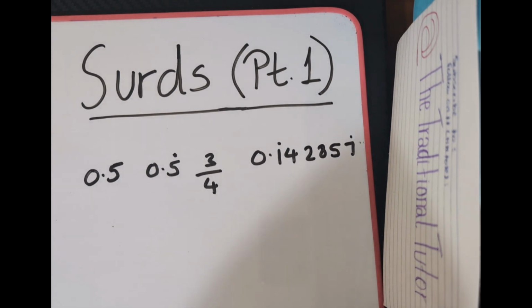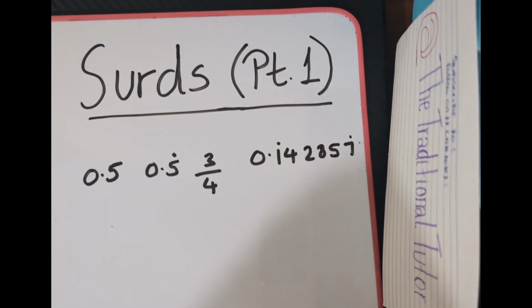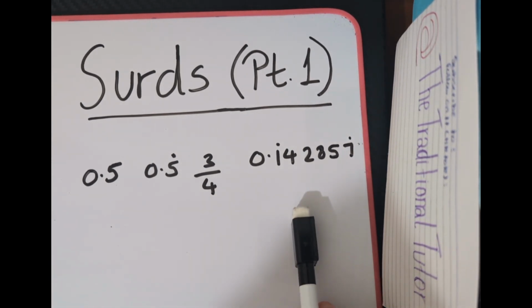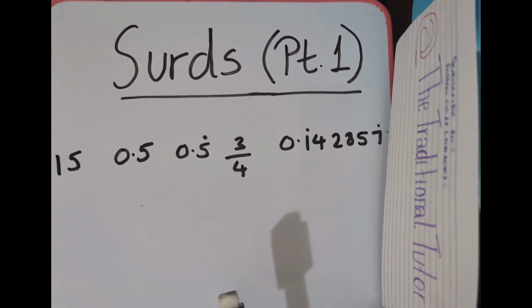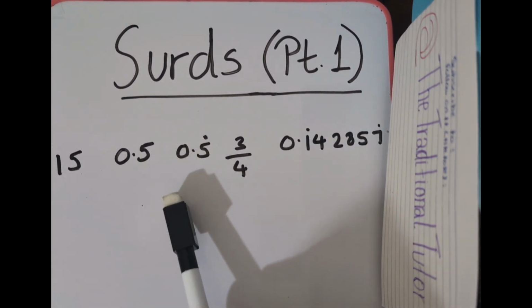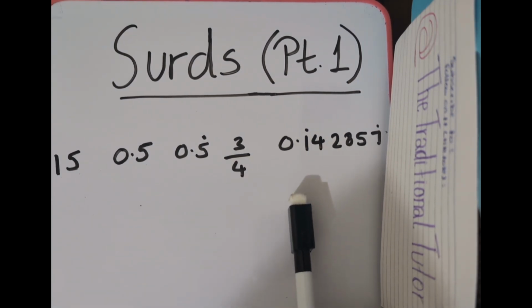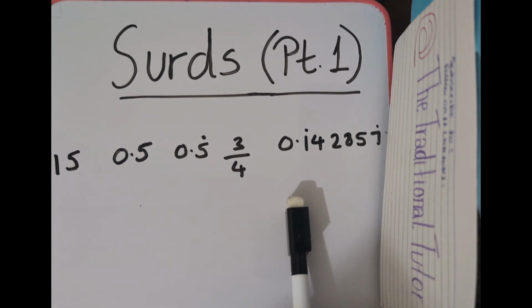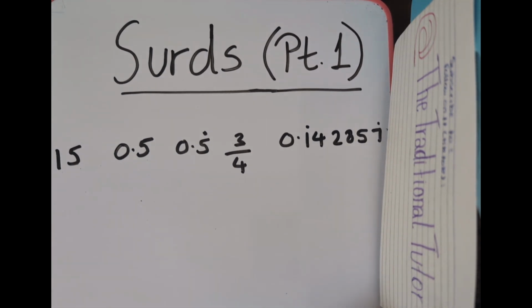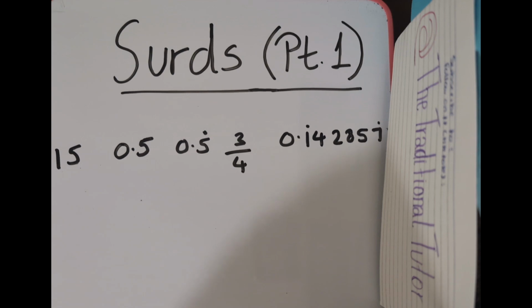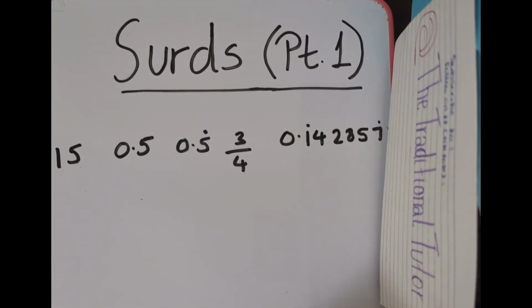Okay, so to start off with, what I want you to do is have a think about these numbers that I've just written down, okay? So we've got 15 here, 0.5, 0.5 recurring, 3/4 and 0.142857, okay? Where the 1 and the 7 are recurring. What I want you to do is pause the video here, okay? Have a think about these particular numbers and see what you can find is common between all of them, okay? And then of course I will share what the answer is.